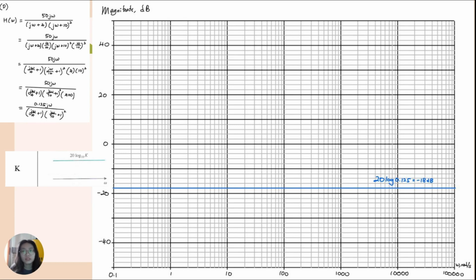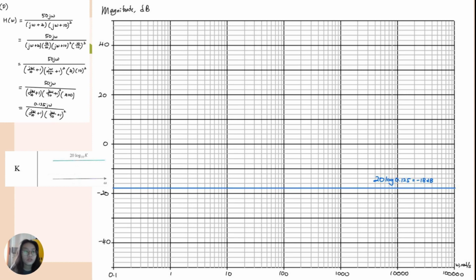The first factor we want to draw is the gain. We can use the equation 20 log k, where our k is 0.125. So we get negative 18 dB. So we'll draw a straight line at negative 18 dB.